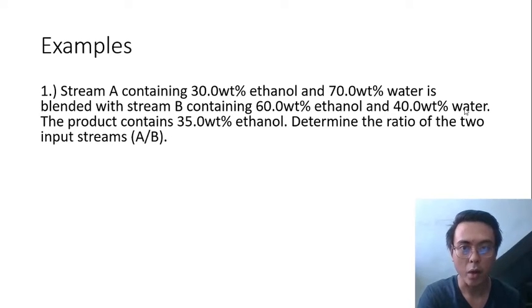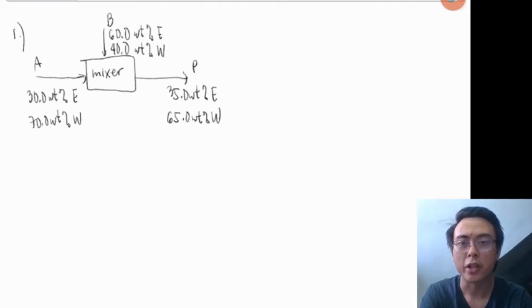Okay, we now have here the given. So I have written here our flowchart. Your process here is a mixing process as stipulated by the problem, and the process unit is the mixer. You have two input streams, A and B, which will be mixed together to form one output stream, which is stream P. Okay, how do we do this?